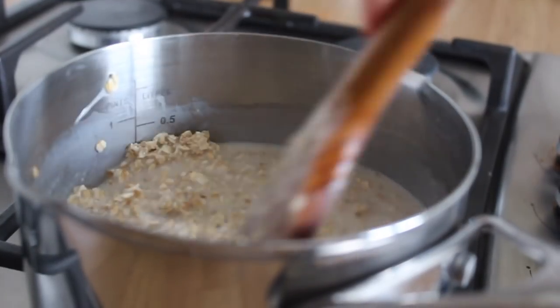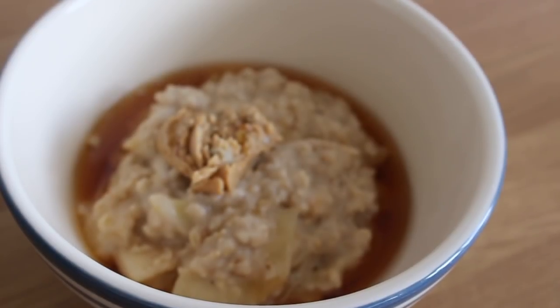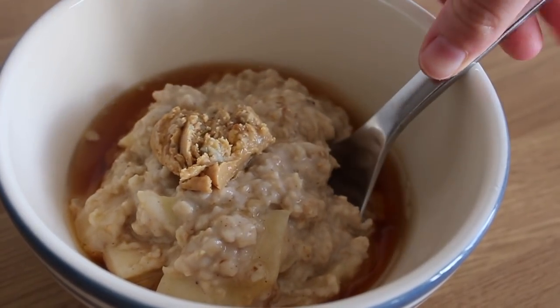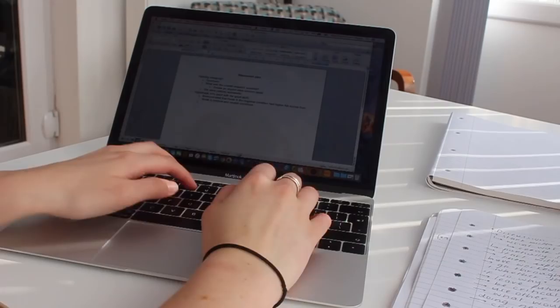At around 8:30, 9-ish is when I have breakfast. So this morning I was having porridge and I take about half an hour as a break just to eat breakfast, get dressed and get ready for the day. And I start my revision about 9:30, 9-ish.